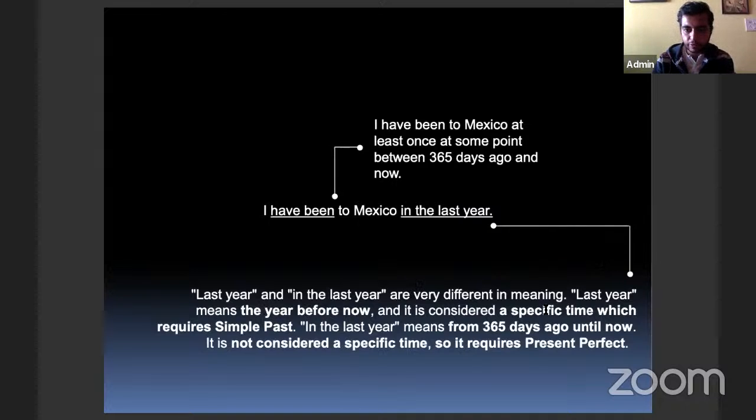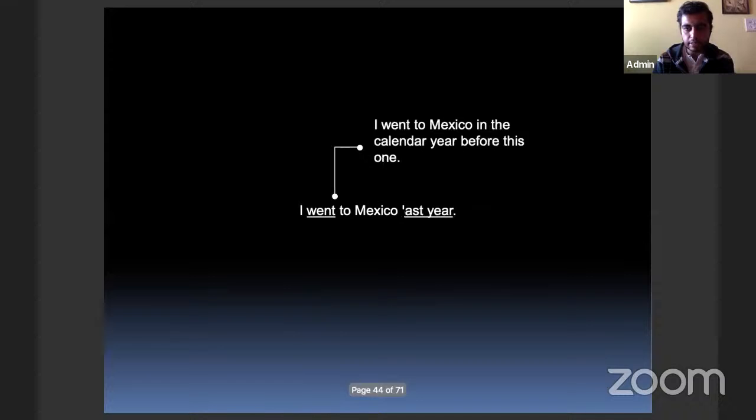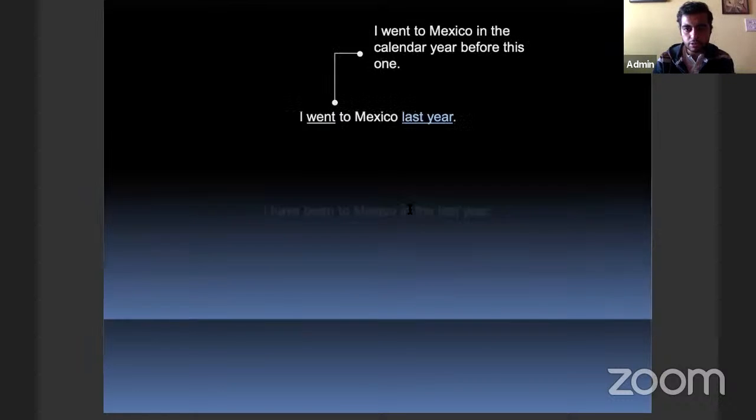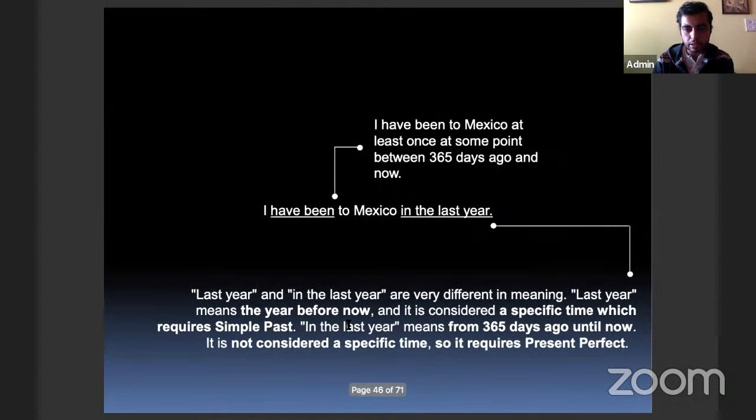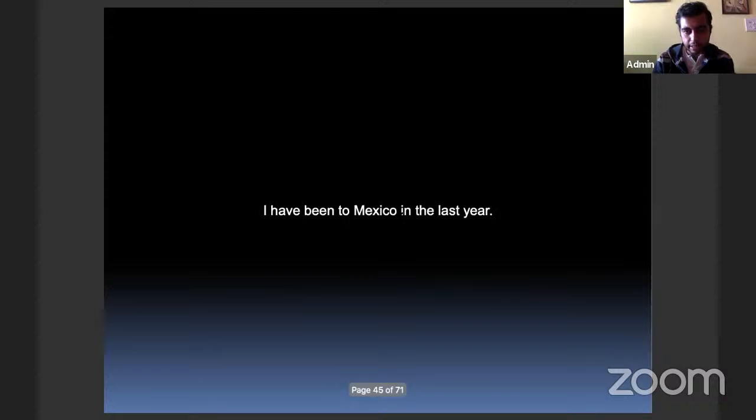Last year means the year before now and is considered a specific time. Simple past. Last year is a specific time, so you finished the action of going to Mexico in the past, so use simple past.